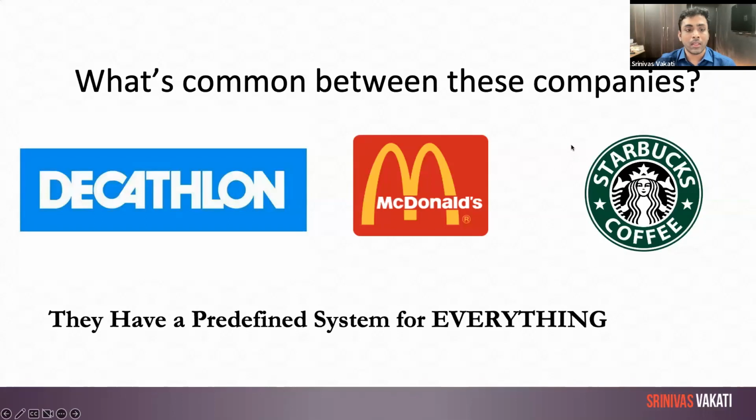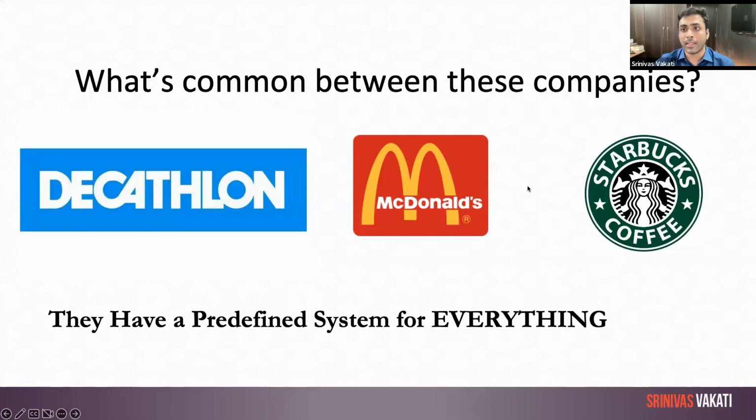The answer is simple. They have a predefined system for everything, and they are process driven and not people driven. Like, for example, if somebody from McDonald's resigns from the company, they can hire somebody from the outside who's a complete fresher, and they can train him or her in just few days or few weeks to reproduce the coffee or the burgers with the same quality. And how is that possible? It's because they have predefined systems or processes in their company.